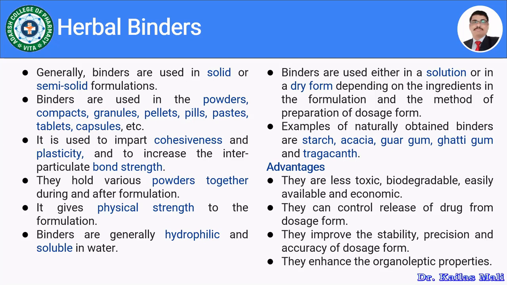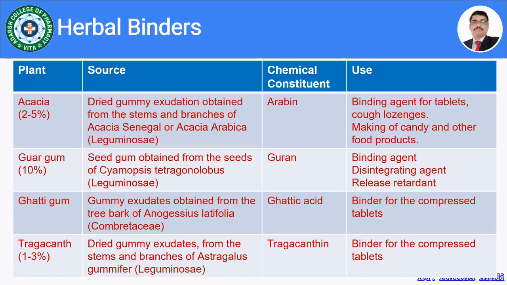So with this introduction, let us see some of the examples of the herbal binders which are being used to prepare certain formulations. The very first example is acacia, which is being used at 2 to 5%. As per USP, the acacia is obtained from Acacia senegal, and as per IP, it is obtained from Acacia arabica, belonging to family Leguminosae.